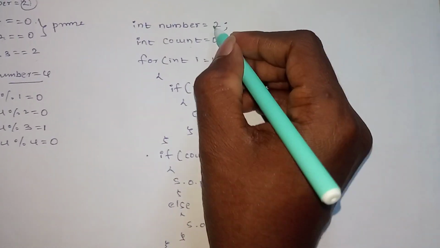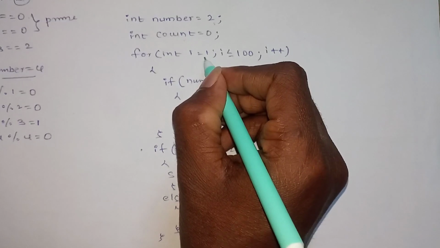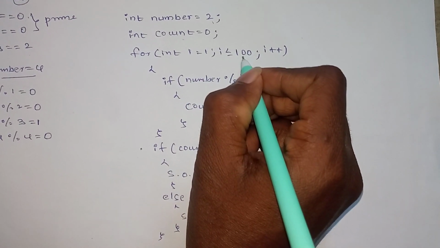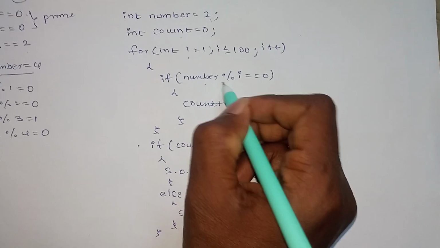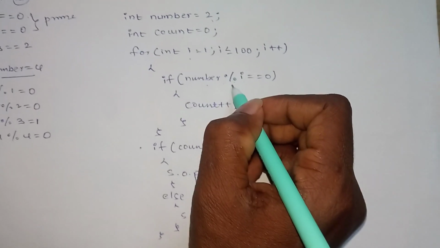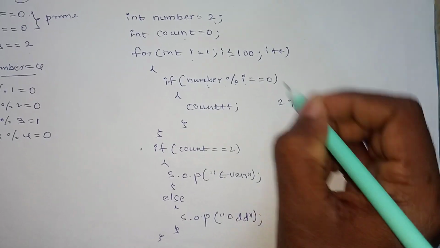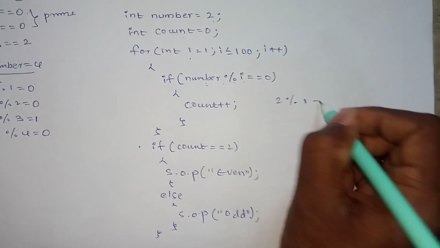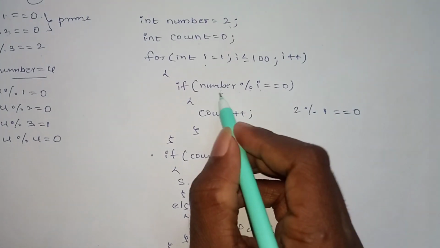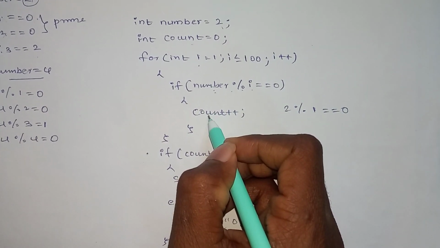So at first we have taken number equals 2 and count equals 0. So int i equals 1, 1 less than or equals to 100, condition is true. So it enters into the for loop. So here number modulus i, modulus division gives the remainder, right? So number is 2, modulus i means 1. So 2 modulus 1 means 0. So here the condition becomes satisfied. So it enters into the if block.